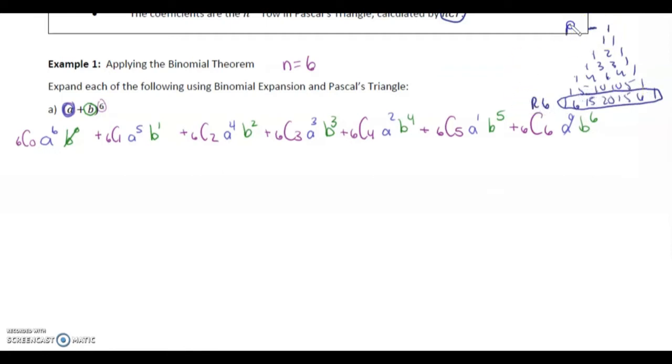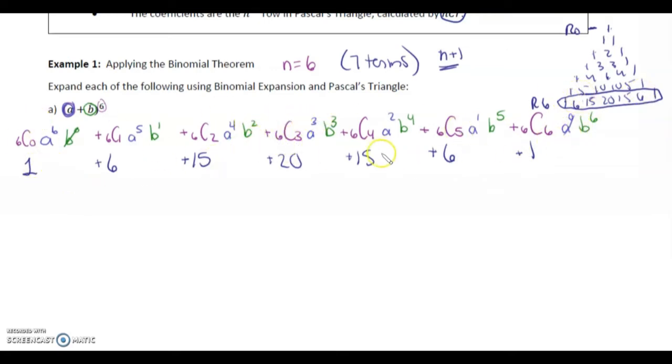As a reminder, we start at row 0. So 0, 1, 2, 3, 4, 5, 6. Then also as a reminder, row 6 actually has 7 terms. So whatever our n is, our number of terms is going to be n plus 1. Okay, so these simplify to 1, 6, 15, 20, 15, 6, 1. Okay, so this entire line is going to be the coefficients.